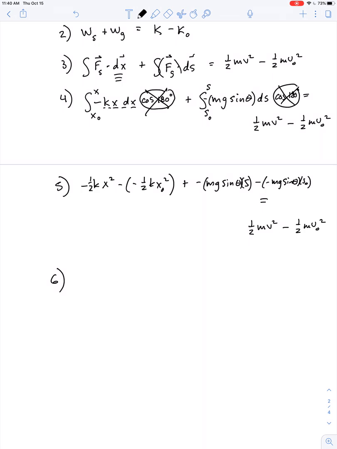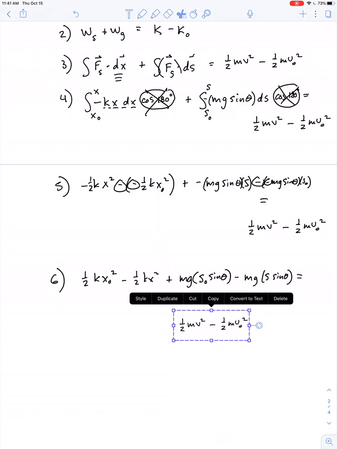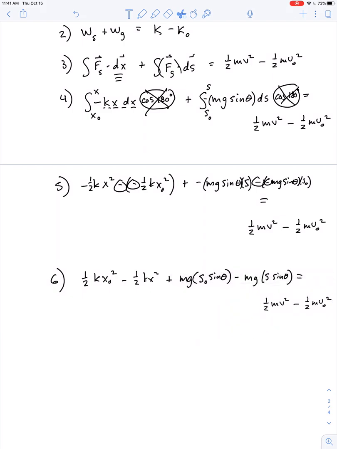So let's see, double negative here, right? Negative, negative, so we can say this is 1/2 k x naught squared minus 1/2 k x squared. And we again have a double negative, negative, negative, so we have plus mg s naught sine theta minus mg s sine theta equals change in kinetic energy.